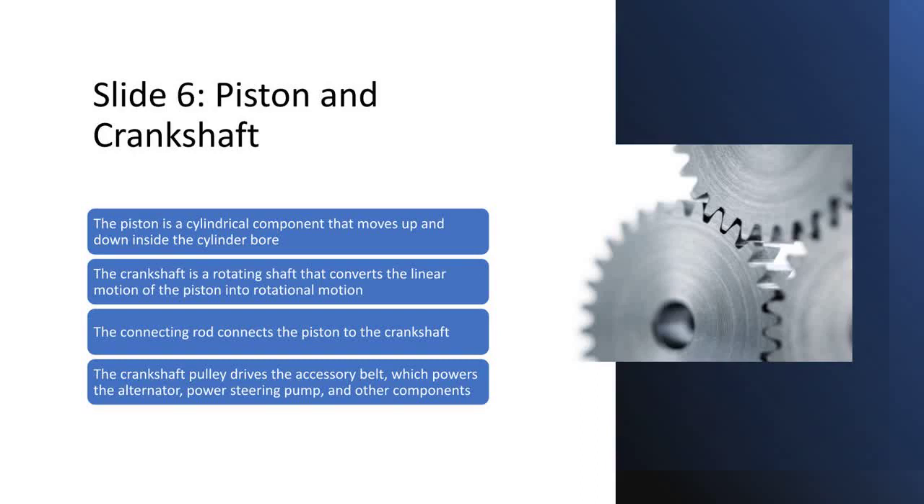By understanding the role of the piston and crankshaft, we can appreciate how the engine converts the linear motion of the piston into rotational motion and how the accessory belt powers other components of the vehicle.